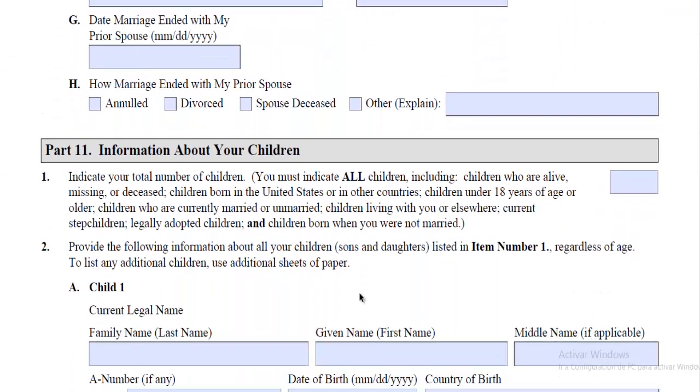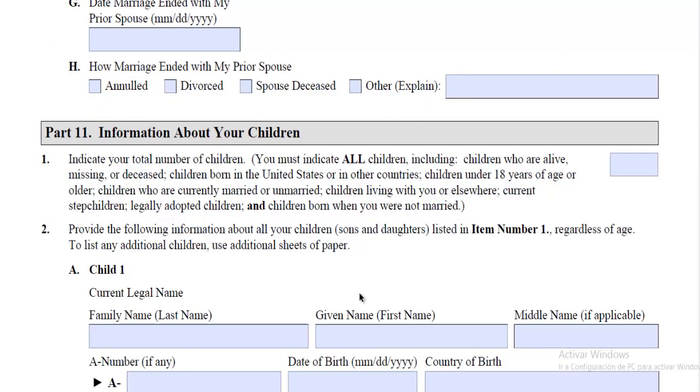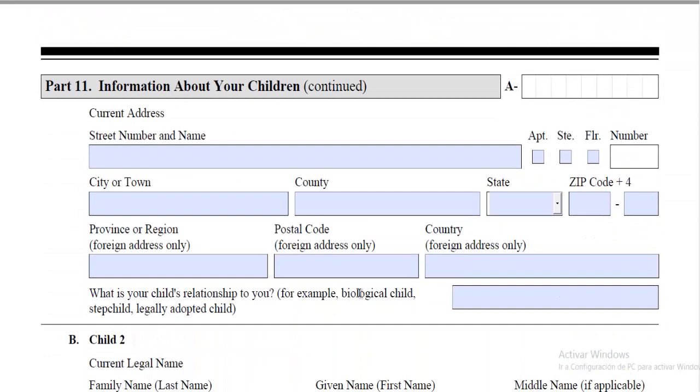In Part 11, information about your children. Most of this section is self-explanatory, as stated in the N-400 instructions. However, you must list every one of your children, regardless of whether they are alive, missing, or deceased. In either of the latter 2 cases, you will enter missing or deceased in the first line of the address. Include children born in other countries or in the United States, younger or older than 18 years old, married or unmarried, living with you or elsewhere, stepsons, stepdaughters not legally adopted, or born out of wedlock.